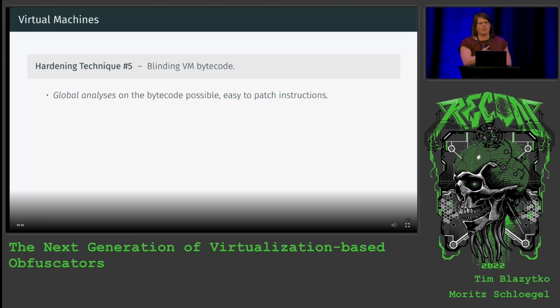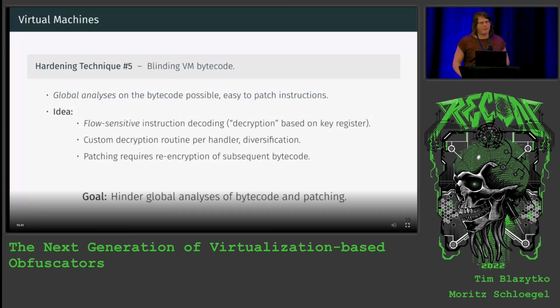The first handler which is executed then decrypts with another key the next handler, which again decrypts with another key the next handler, and so on. In other words, the encryption itself is built in a way such that it is control flow sensitive. To decrypt the bytecode, you have to follow the VM execution flow from the start to the end. And this basically enforces you to do a global analysis of the bytecode and prevents you from some local patching.